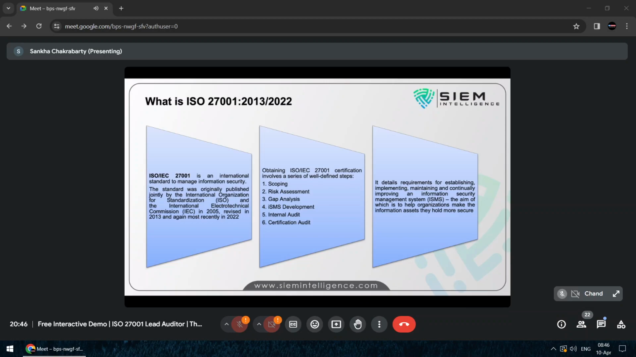ISO is nothing but an international standard to manage information security. Now, I think most of you have come across ISO 9000.